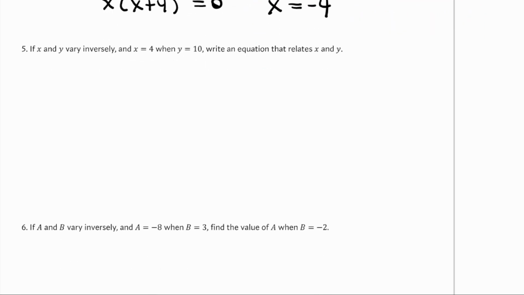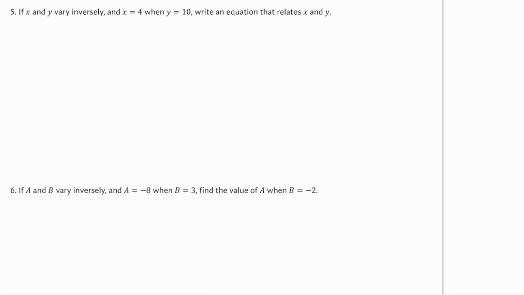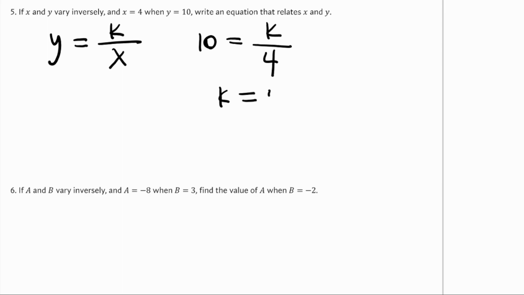Now some inverse variation. Been a while since I've seen any of these. So if x and y vary inversely and x is 4 when y is 10, write an equation that relates x and y. Alright, so in general, inverse variation is y is some number divided by x. They're telling us x is 4 when y is 10, so I'm going to just solve for the value of k by plugging in on x and y. And I'll multiply both sides by 4 to see that k is equal to 10 times 4, which is 40. So my equation that relates y and x would be y is equal to 40 divided by x.